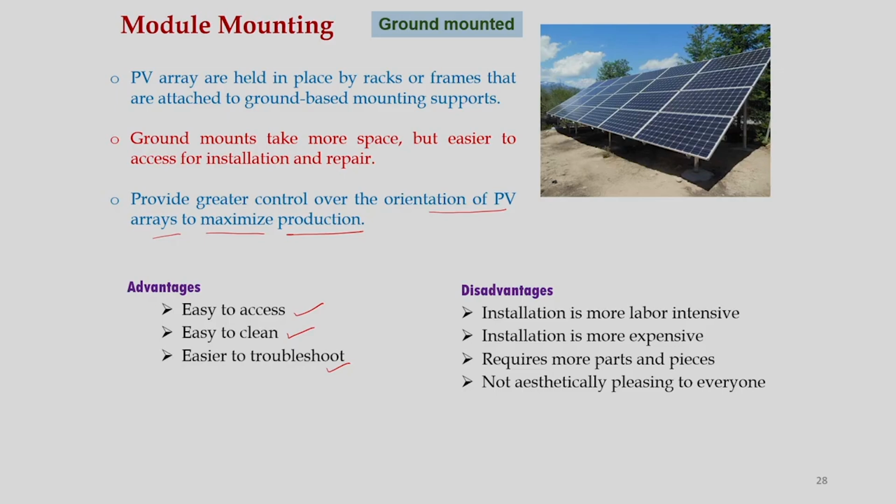And other disadvantages, like installation is more labor intensive, installation is more expensive, it requires more parts and pieces, and it is not aesthetically pleasing to everyone. Okay? Sometimes people claim it does not look good if we install this kind of system maybe near the playground or near their garden. So, this is one of the disadvantages of the ground mounted PV system.